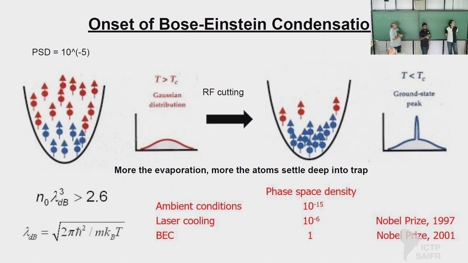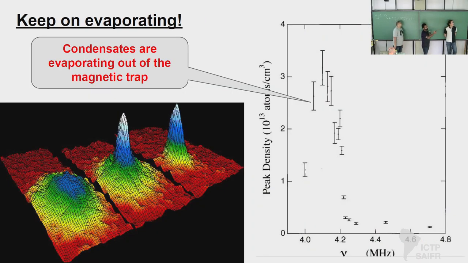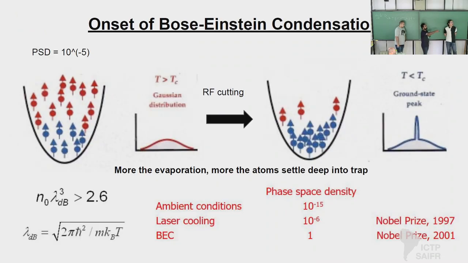But if you work with some statistics, you will find that to have a Bose-Einstein condensate, you need a phase space density of the order of 1. So how do you do that? One way is you have to increase the density and decrease the temperature. If you decrease the temperature, evidently you will end up with a larger de Broglie wavelength.